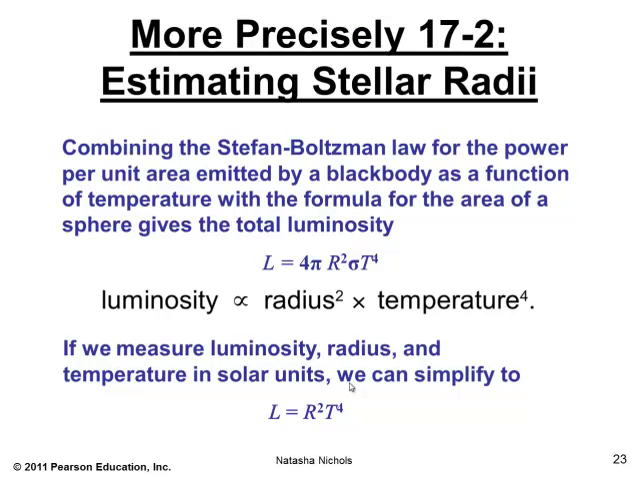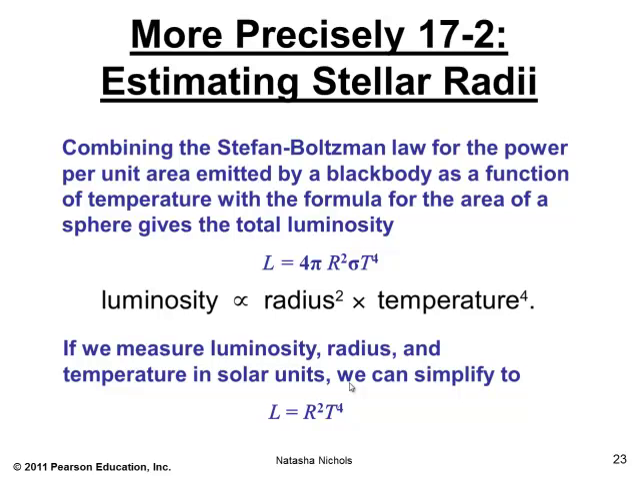Now, what if you actually want to calculate the stellar radii? You can combine the Stefan-Boltzmann law for the power per unit area emitted by a black body as a function of temperature with the formula for the area of a sphere. And the area of a sphere is 4 pi r squared. So if we combine that with the Stefan-Boltzmann law, we end up having the relationship for luminosity, capital L, is equal to 4 pi r squared sigma T to the 4th. Notice how 4 pi and sigma, the Stefan-Boltzmann constant, are all constants.